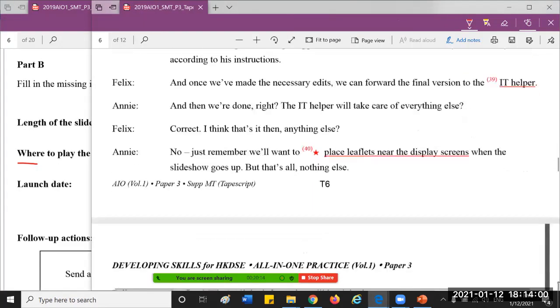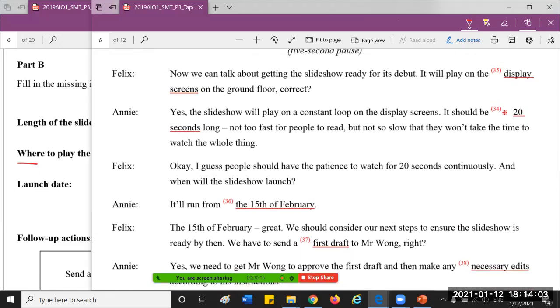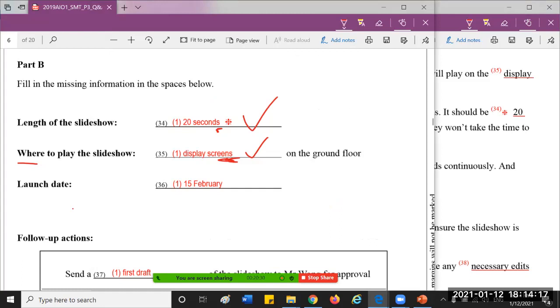Where can we find the answers? Let's have a look. Display screens, 20 seconds, display screens on the ground floor with S. Okay, it runs from the 15th of February. Now for this one, you can use short form. So you don't have to spell the whole word. You can write in numbers, 15 slash 2, or you can use 15 Feb, F-E-B. That's also okay to me. Okay, next, moving on.